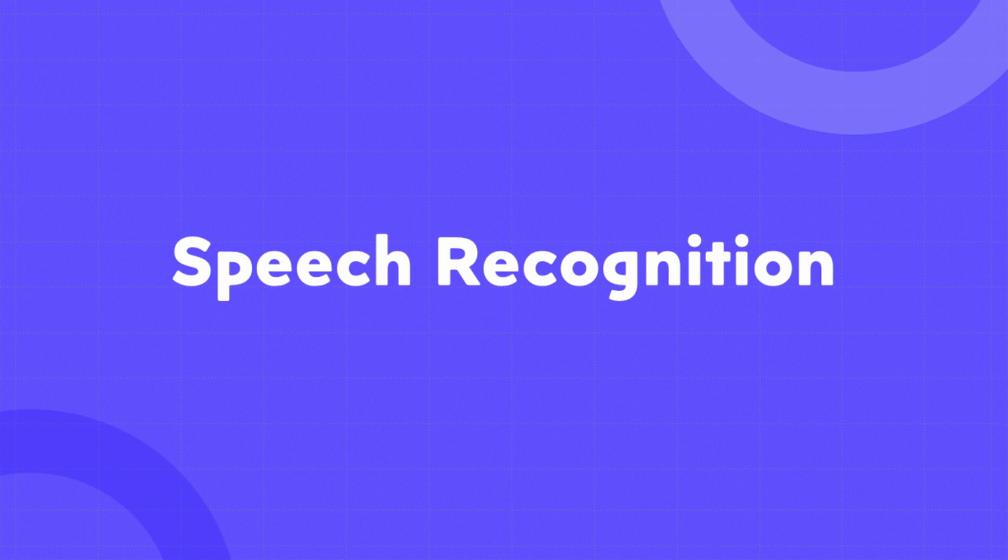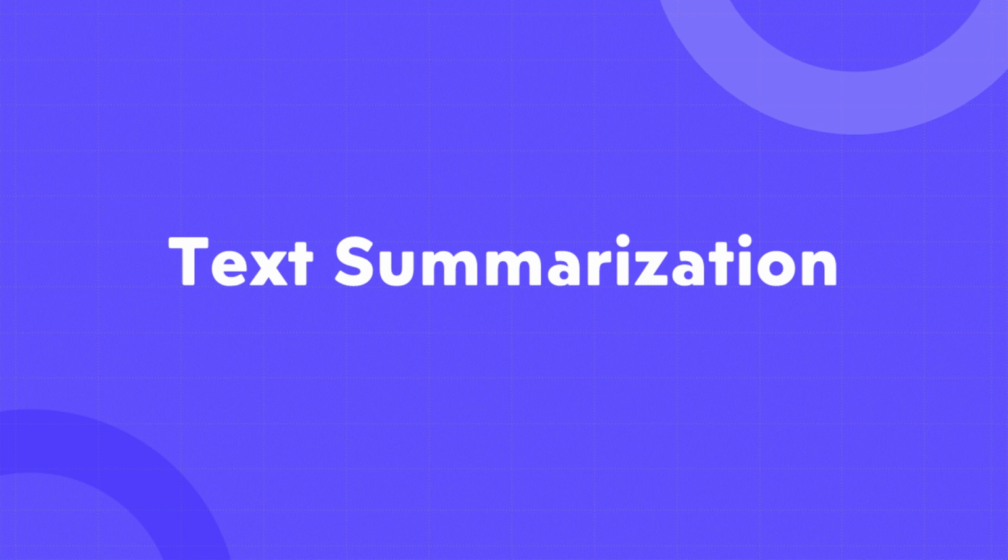Speech recognition. NLP algorithms can be used to recognize and transcribe spoken language into text. This is used in various applications such as dictation, voice search, and speech-to-text applications. Text summarization. NLP can be used to summarize large volumes of text by extracting the most important information. This is useful for news articles, research papers, and legal documents.